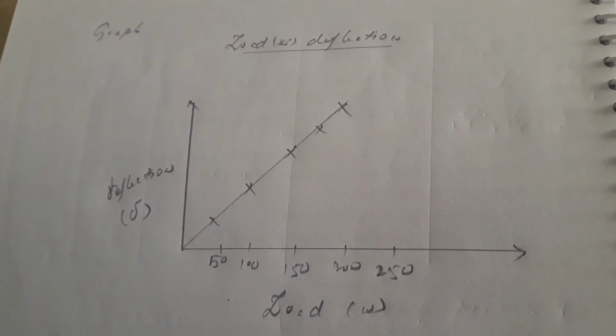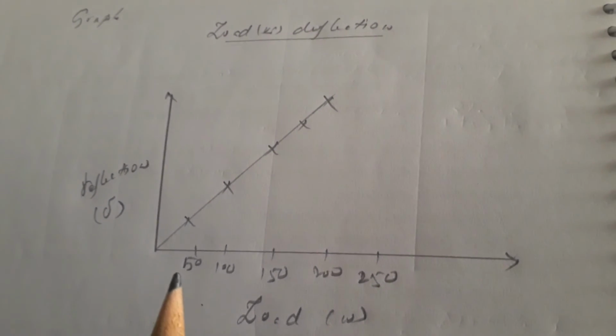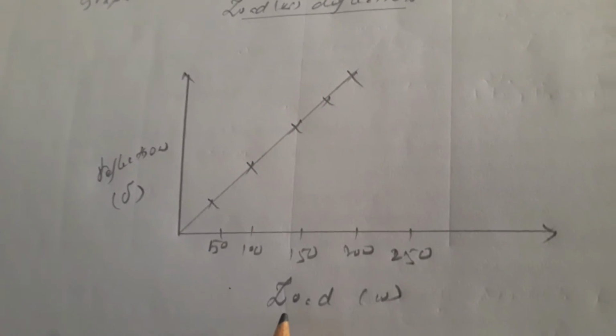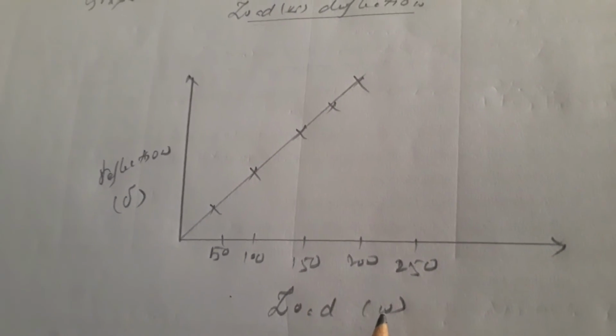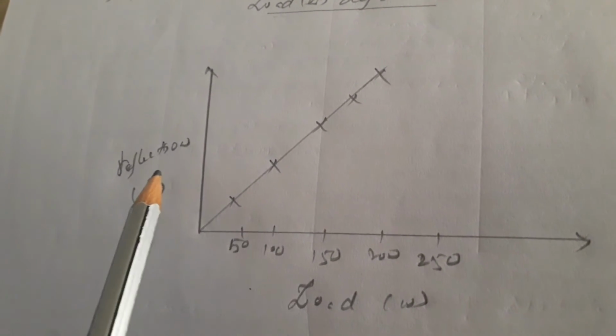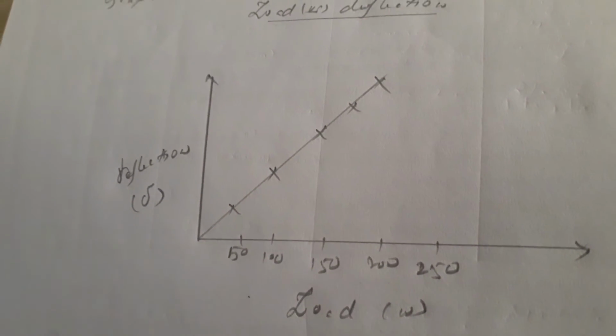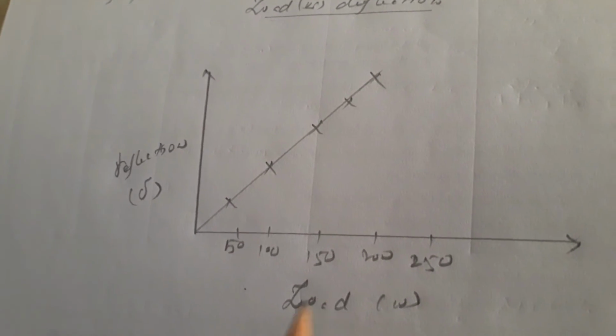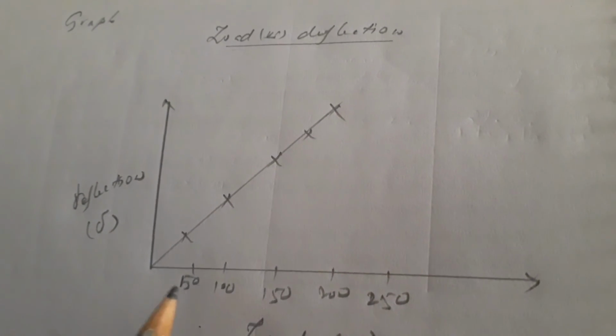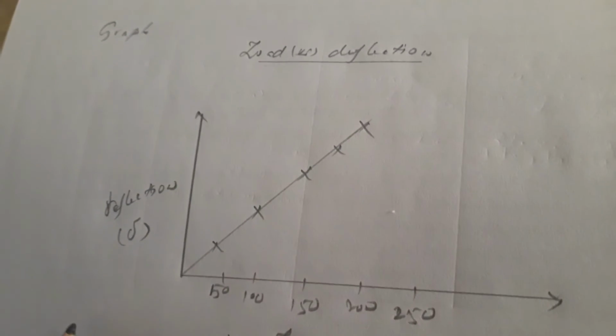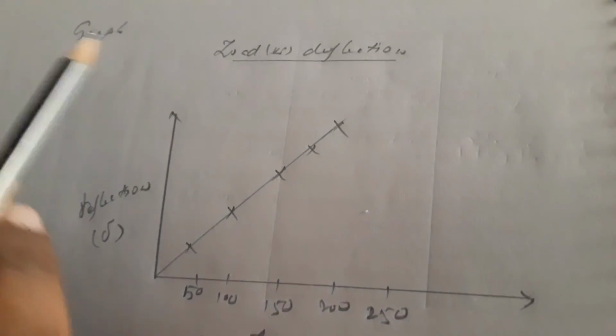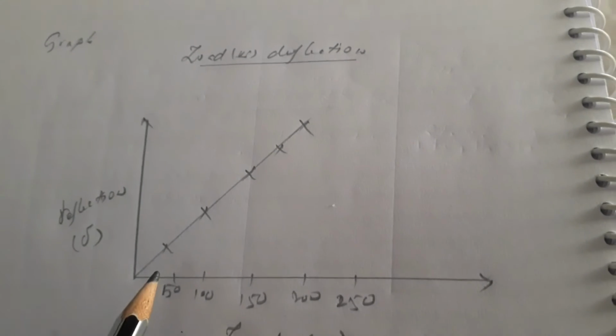After finding the values, plot the graph. Okay. Here the x-axis represents load, the symbol is W, and the y-axis represents deflection delta. Okay, so load in Newton. So the graph will come like this. With respect to all the loads, you should plot the deflection graph. Okay, the graph is load versus deflection. Finally the graph will come like this.